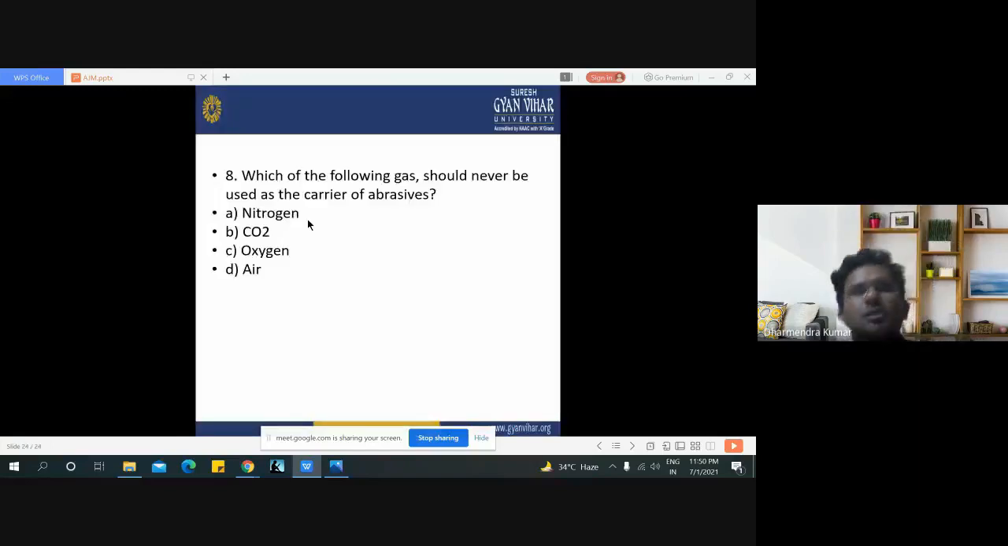Here is the last multiple choice question. Which of the following gases should never be used as a carrier of abrasive? We have discussed in the previous question that nitrogen is used, CO2 is used, air is used, but pure oxygen, option would be pure oxygen. Pure oxygen we never use in the abrasive jet machining process.